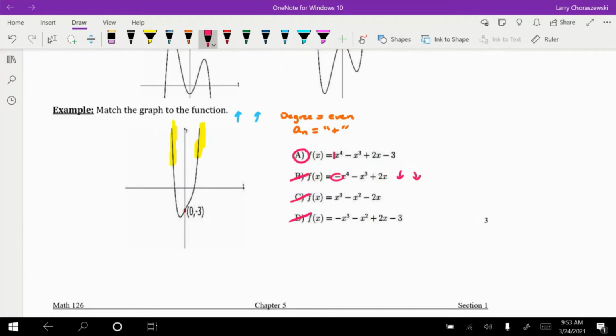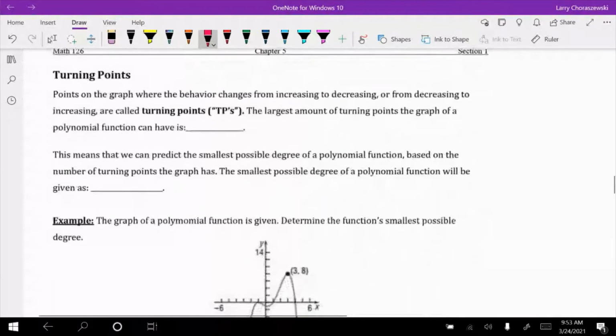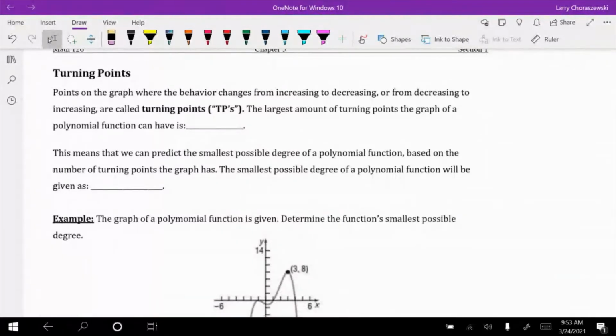All right, one more topic before we take a break. And that would be turning points. Turning points are points on graphs of polynomial functions where the behavior changes from increasing to decreasing. And so let me give you a little sketch of this.